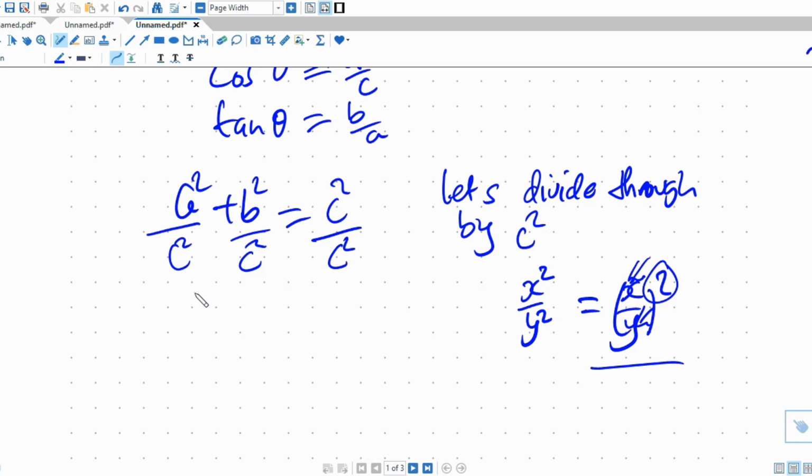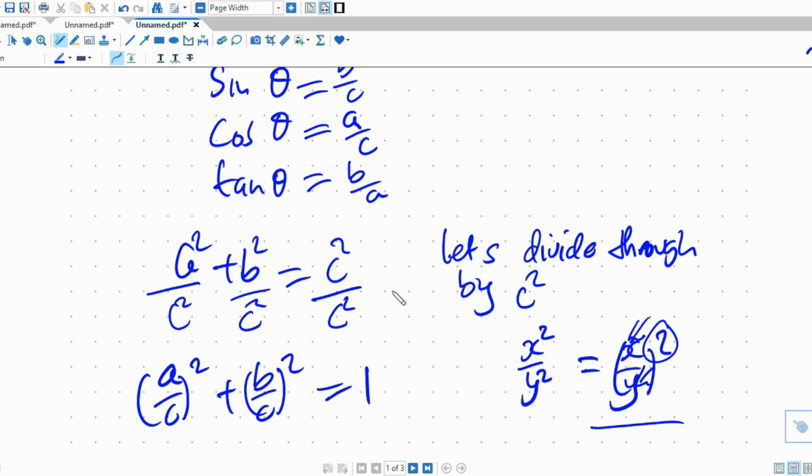So applying that here, a squared over c squared can be reduced to a over c everything squared, plus b over c everything squared, is equal to c over c everything squared, which will still be 1, right?